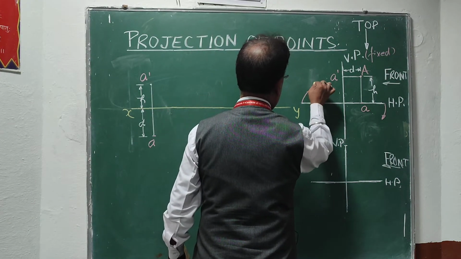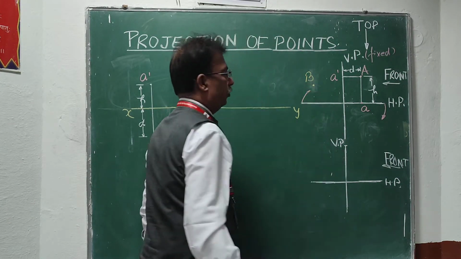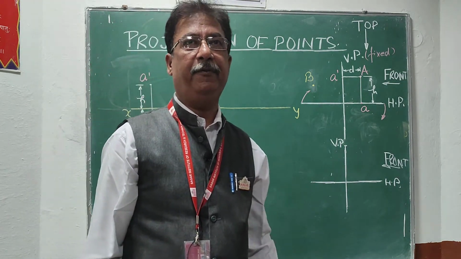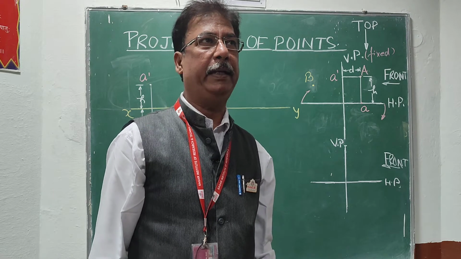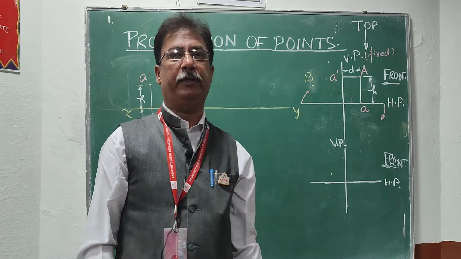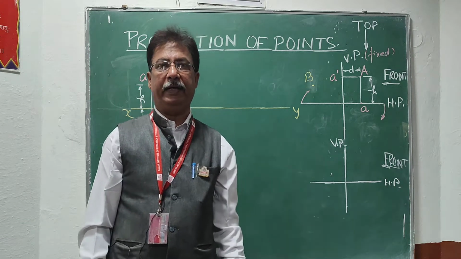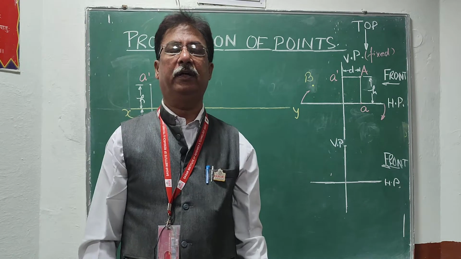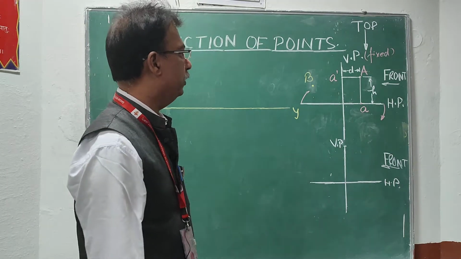Suppose a point will be in the second quadrant. Now the name of the point will be capital B. In space, the points will be named capital A, capital B, capital C, and the front view will be denoted by a small letter with a dash, and the top view without a dash. A dash will be for the front view and a small a will be for the top view.